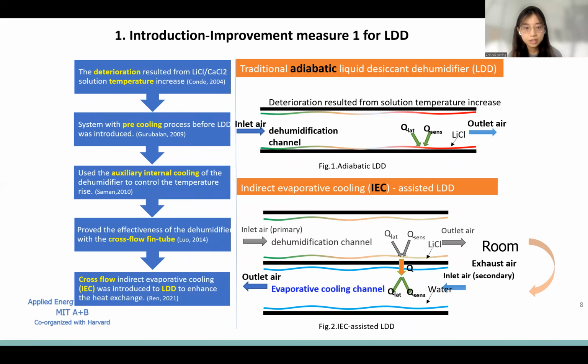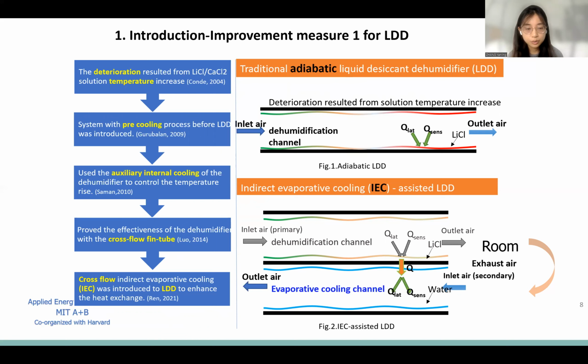Therefore, it is important to use a dehumidifier, such as the traditional adiabatic liquid desiccant dehumidifier, LDD, as can be shown from figure 1. The inlet air gets into the dehumidification channels to have a dehumidifying process, where the desiccants, such as lithium chloride, absorb the water and at the same time release the heat to the air. They face one challenge, which is the deterioration resulting from the solution temperature increase.